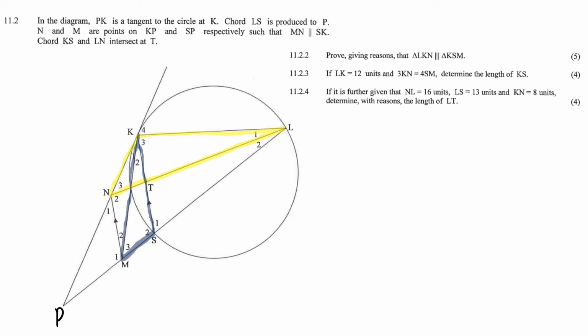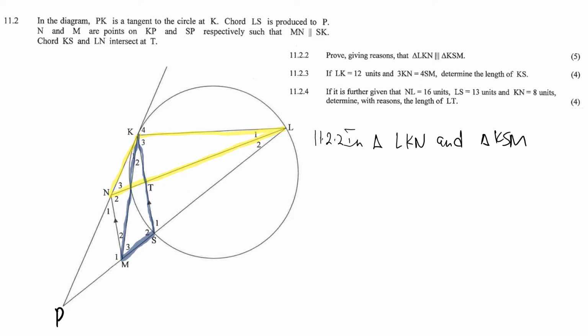They want us to prove that they are similar. Okay, so the first step, 11.2.2: in triangle LKN and triangle KSM, we are going to identify two angles that are equal between the two triangles.